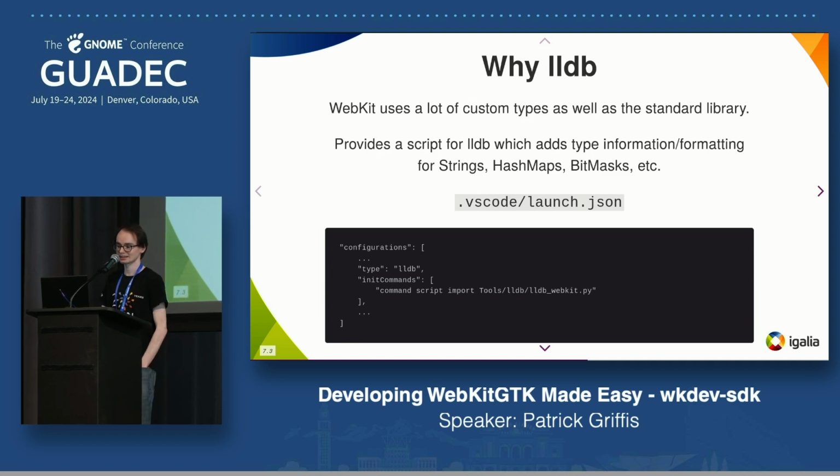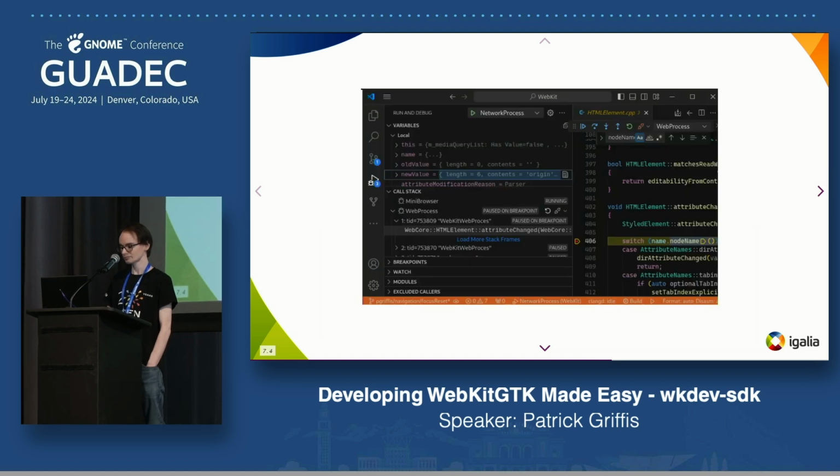We also recommend LLDB instead of GDB. GDB will work completely fine, but WebKit has a large base library, and it doesn't necessarily use the C++ standard library for everything. Apple maintains an LLDB script that adds type information and formatting for things like strings, hash maps, bit masks, and so on. You can simply import the script when you run LLDB.